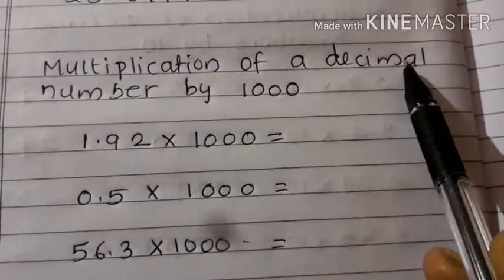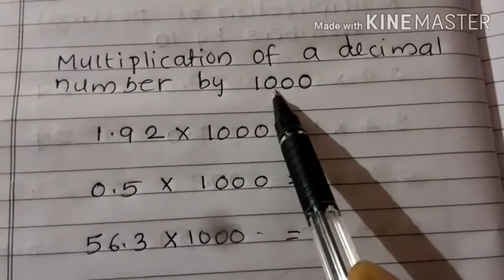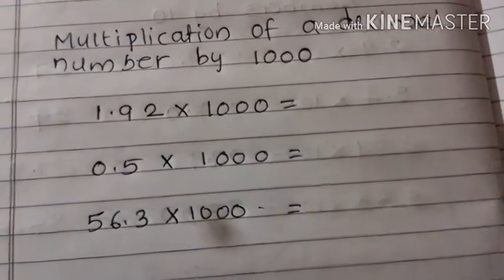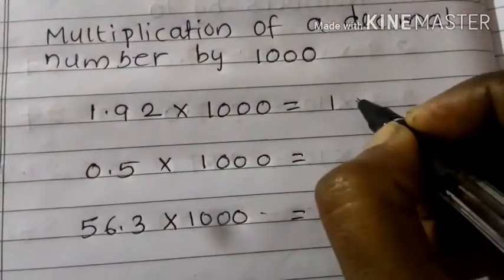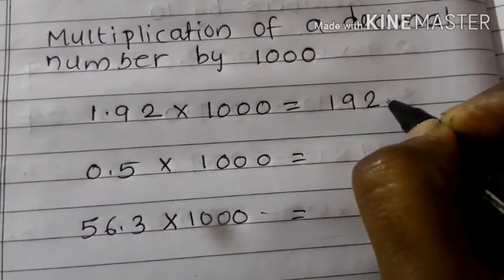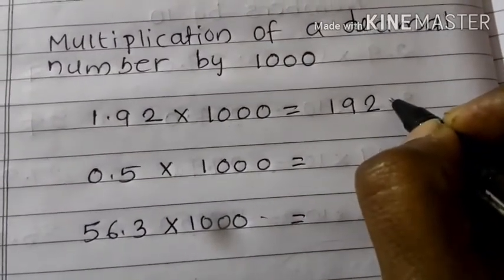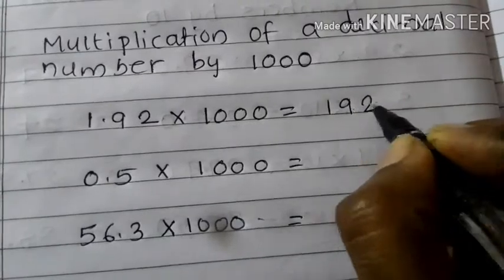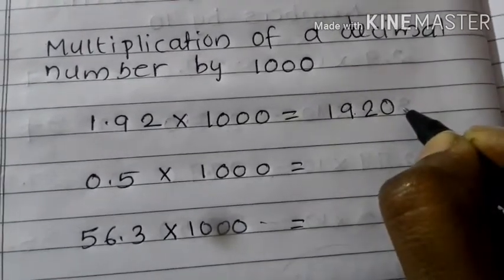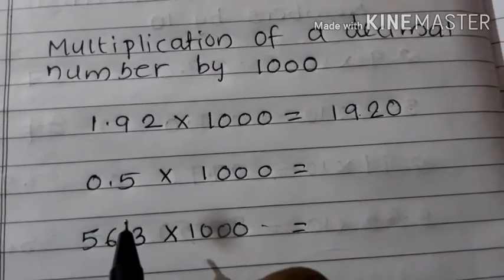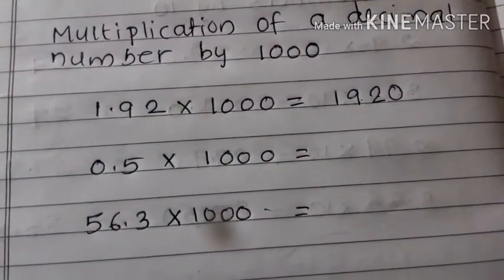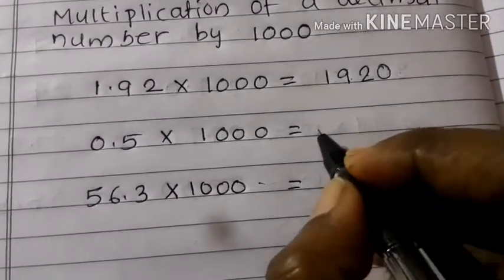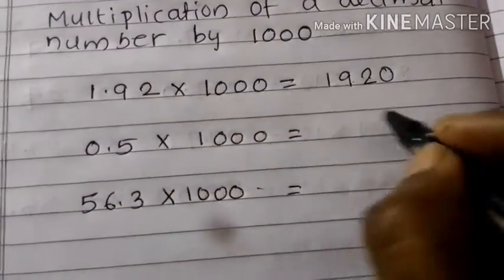Next one is multiplication of a decimal number by 1000. Here 1.92 multiplied by 1000. 1000 has 3 zeros. So we move 3 digits to the right. Here 92, 2 digits are there. Then put 1 zero. We get 3 digits. Here 3 digits 920. Then the answer 1920.